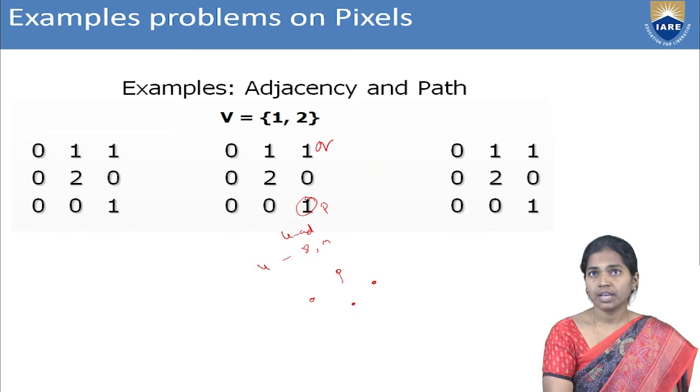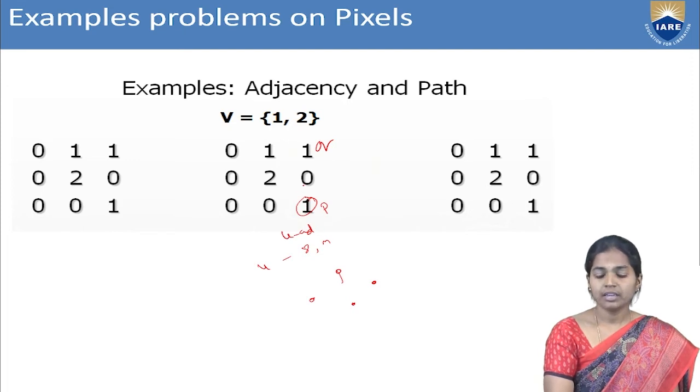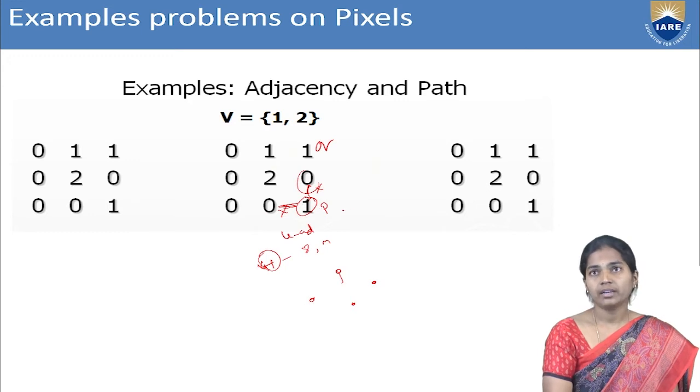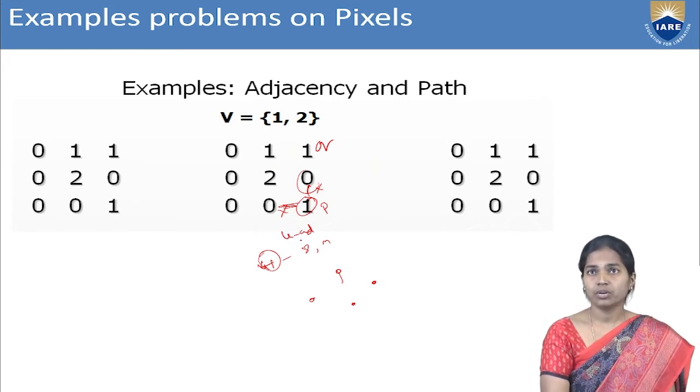We can choose only the path whose pixel values are either 1 or 2. But here, when we apply 4 adjacency, how many possibilities are there? Top side and left side. The top side is 0 and the left side is also 0, so there is no path. The diagonal is possible, but when we go for 4 adjacency, the diagonal is not possible. We can only go top, left, right or bottom. So 4 adjacency is not possible.